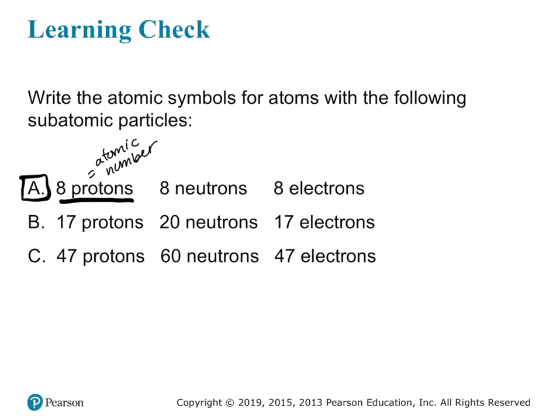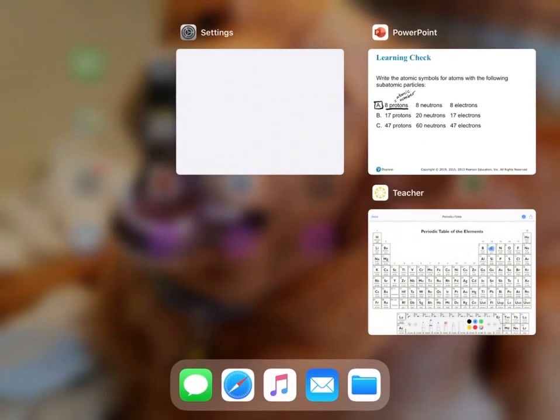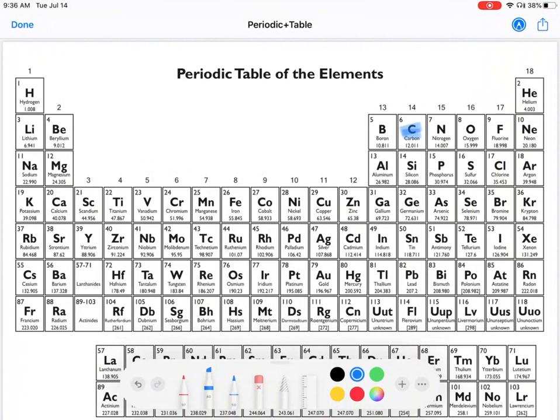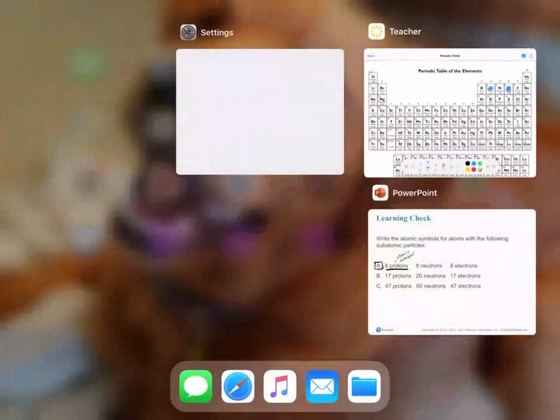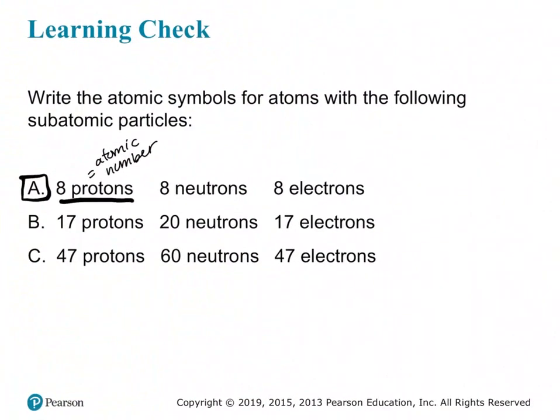All right, so let's look up on a periodic table which element has 8 protons. And hopefully the periodic table pops up. Yay, okay. So if we look at the atomic numbers, which remember are in the upper right-hand or left-hand corner, we can scan through and find element number 8, and that is oxygen. All right, so now going back to our PowerPoint.